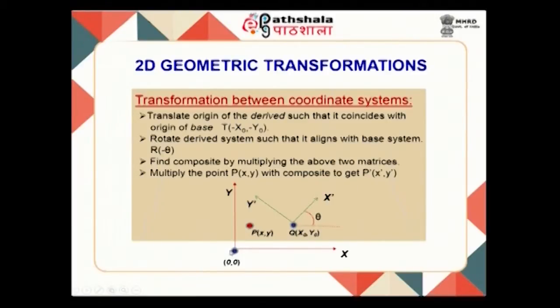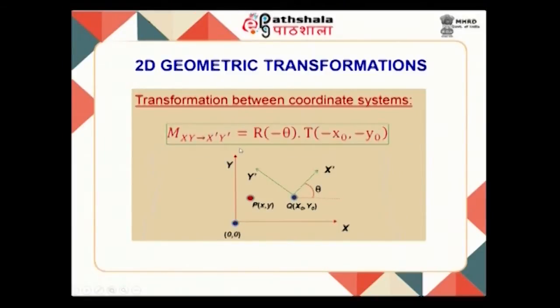So, a translation and an inverse rotation, that is a clockwise rotation, aligns x dashed with x and y dashed with y, and whatever composite you get by multiplying these two, multiply the point P x, y with that composite matrix to get the equivalent position. You can try a simple problem also.